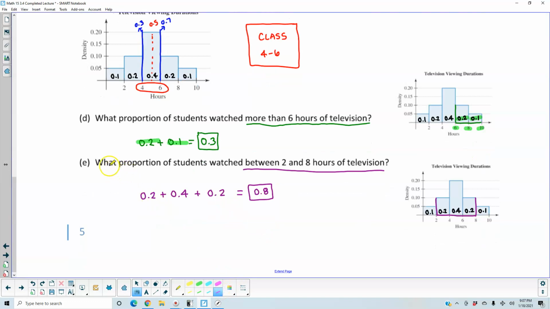In part E, it says what proportion of students watch between 2 and 8 hours of television. So between 2 and 8. We know that we have 0.2 as a relative frequency. We have 0.4. And then we have a 0.2. So when we add those together, that gives us 0.8.